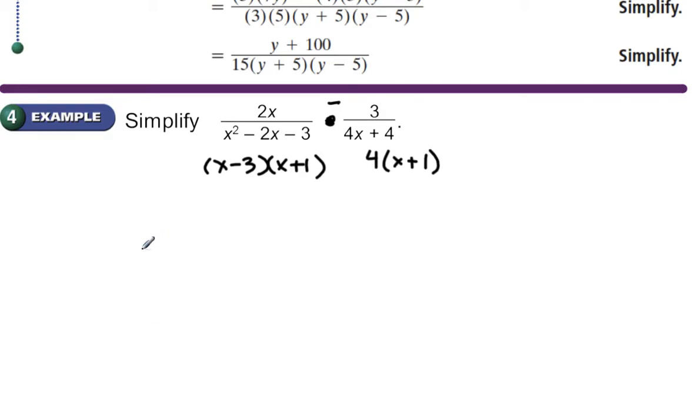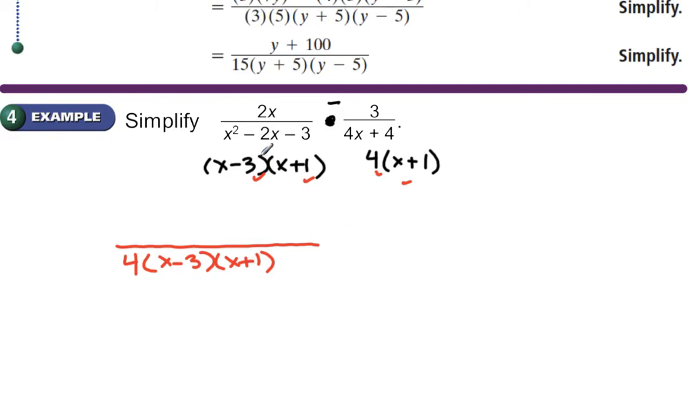Okay, let's go ahead and get a least common denominator. So we have an x minus 3, and we have x plus 1. So now these are taken care of. We have a 4, so we need to put a 4 down here, and we have an x plus 1. Well, x plus 1 is already down there, so we are good. 4 times x plus 1, 4 times x plus 1.